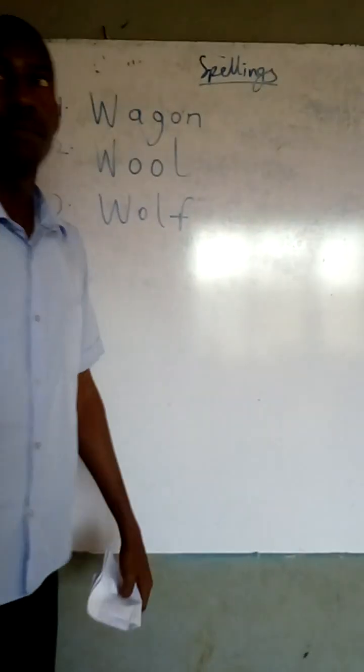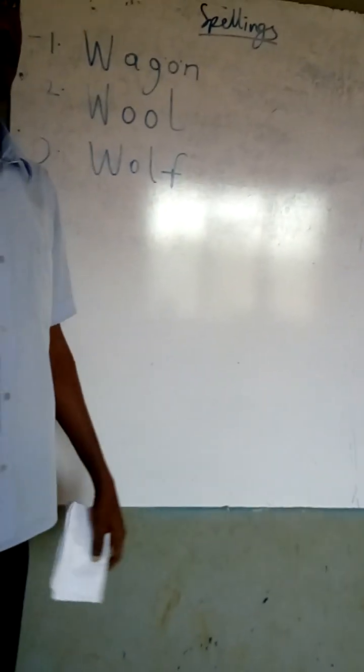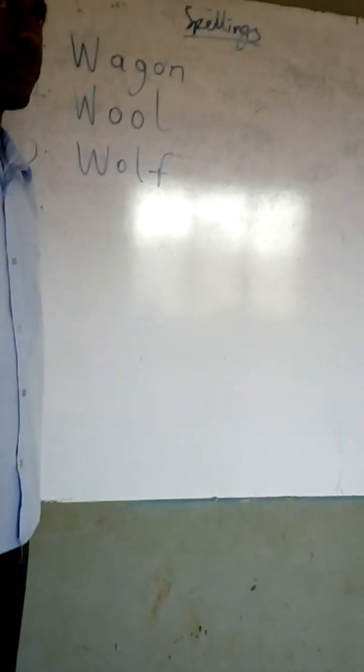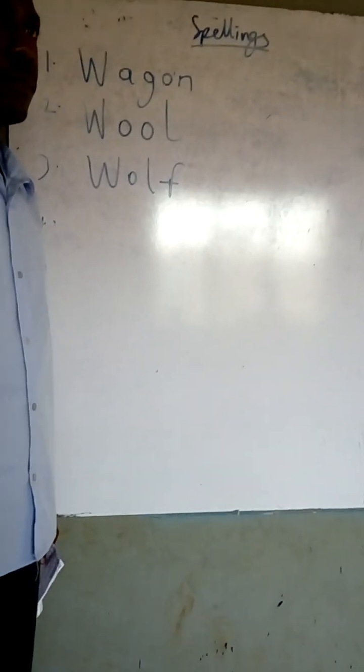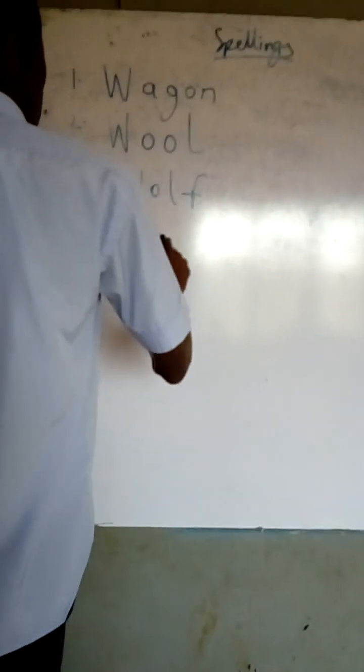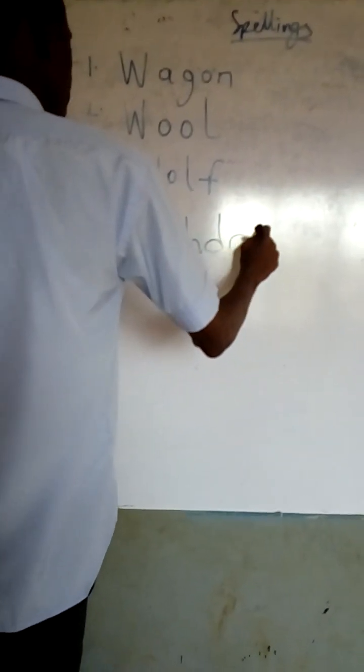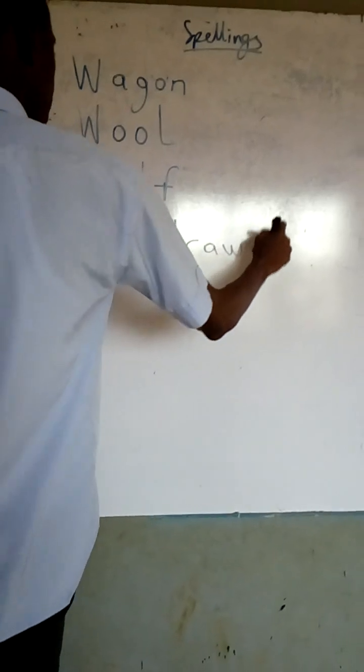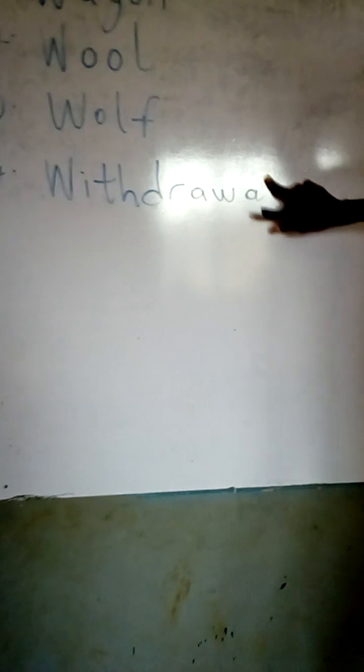The next one is withdrawer. Spell withdrawer. W-I-T-H-Z-R-A-W-E-R. No, you are wrong. Withdrawer is W-I-T-H-D-R-A-W-E-R. Withdrawer.